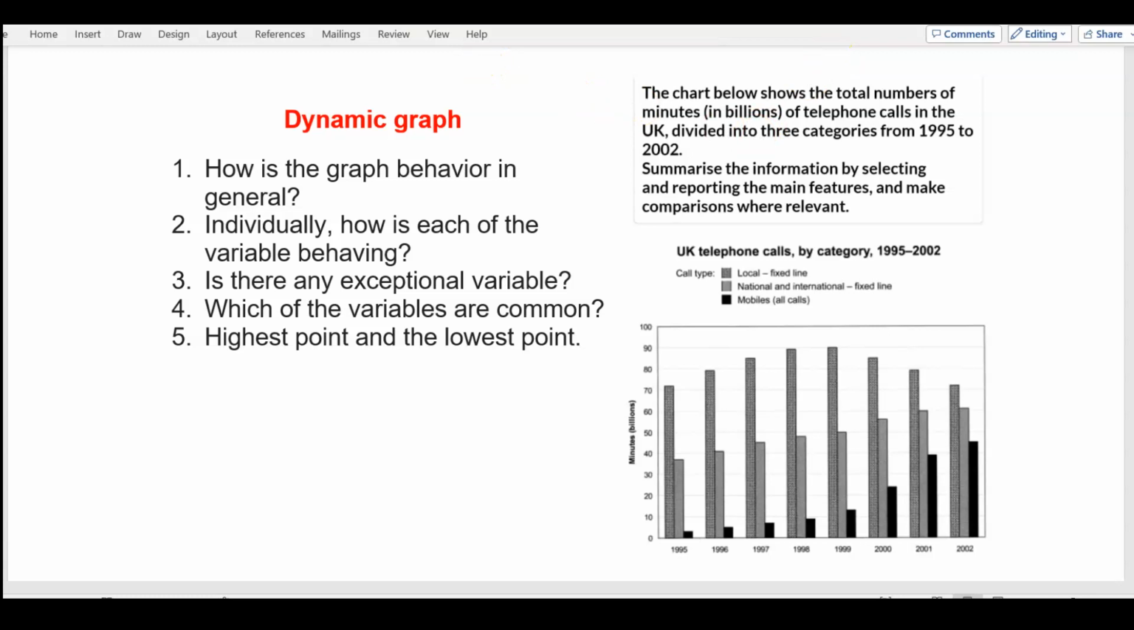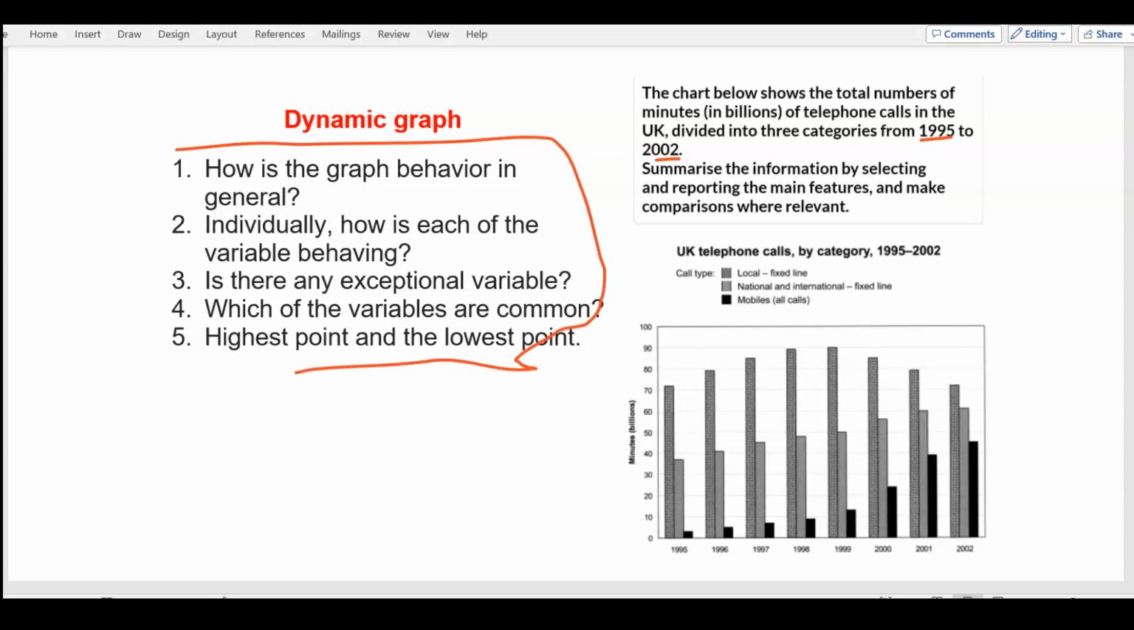So let's read. This question states that the chart below shows the total numbers of minutes, in billions, of telephone calls in the UK, divided into 3 categories from 1995 to 2005. So this tells us that this particular question is a dynamic graph because it covers a period of time, from 1995 to 2000. Now that we know it's a dynamic graph, then for us to get our main features, we will ask ourselves these questions.